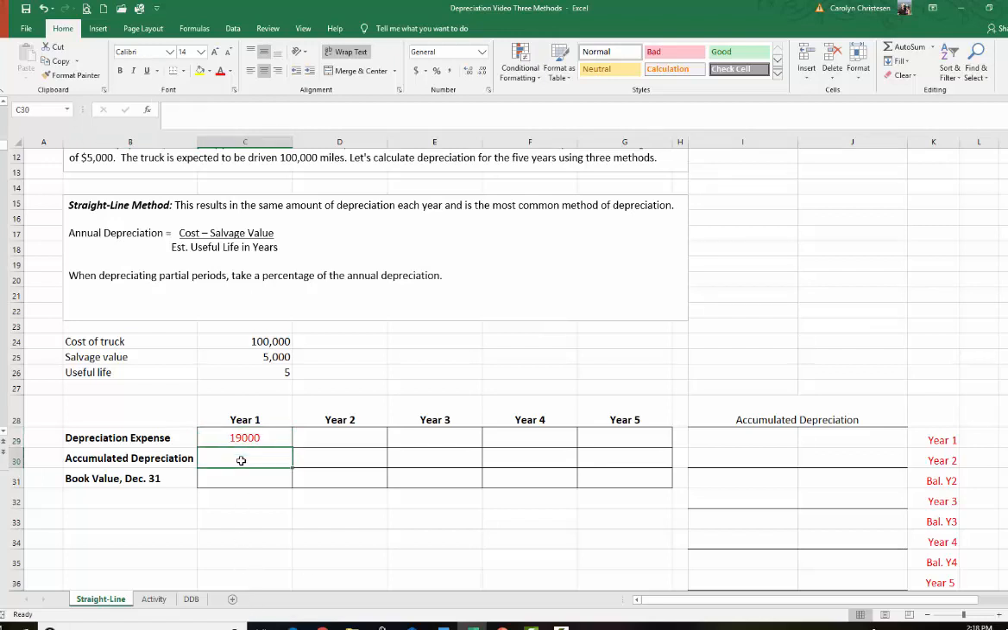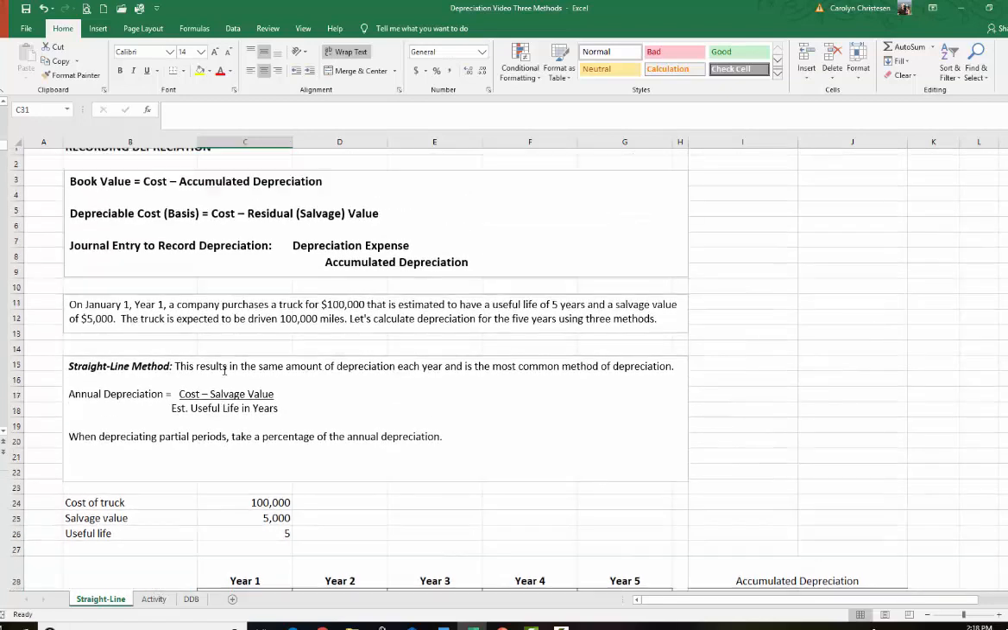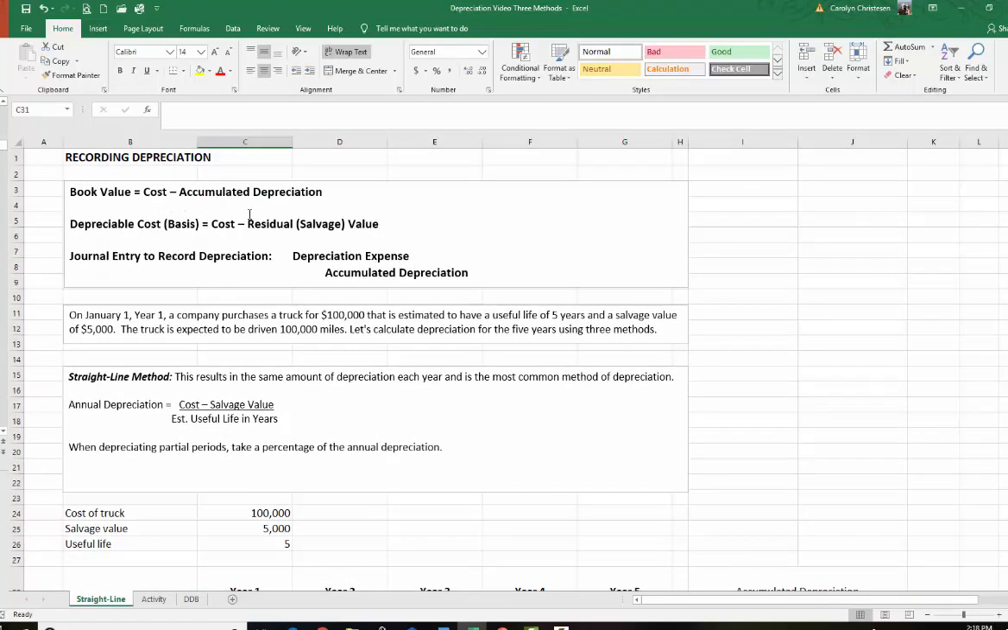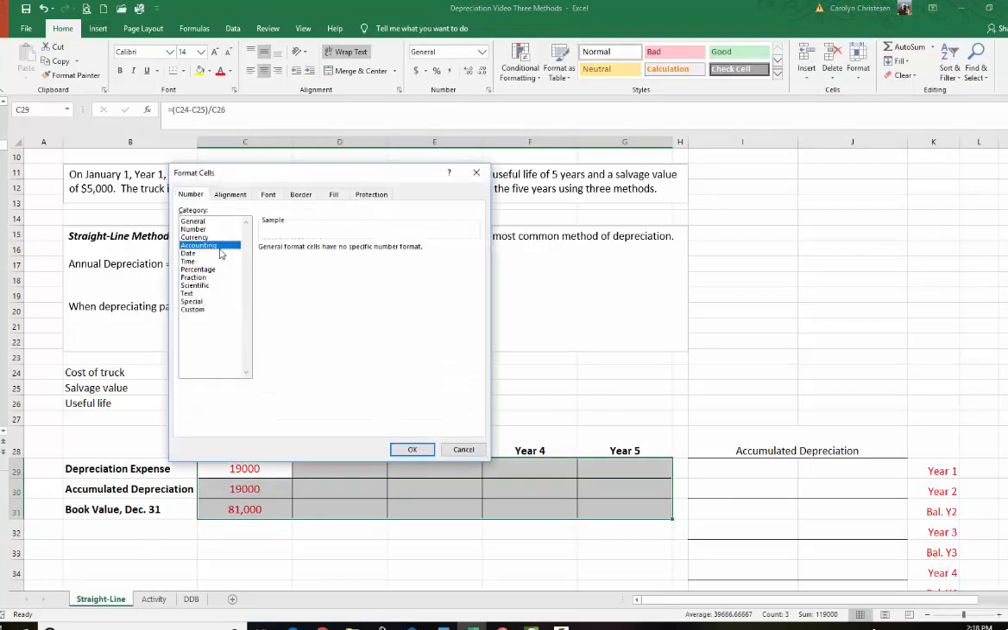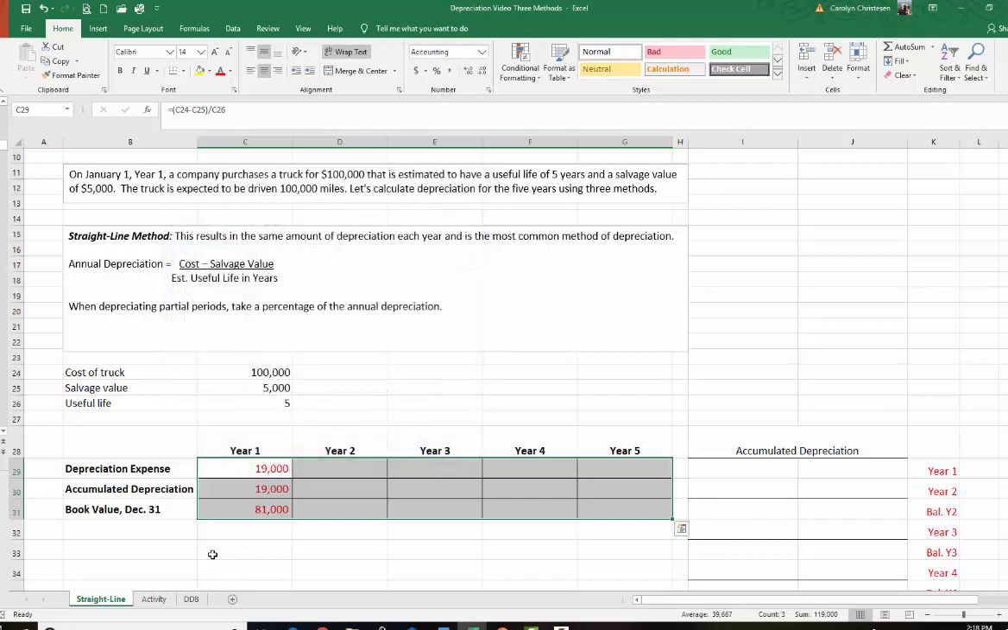Our accumulated depreciation at the end of the first year is also $19,000. It's the same. And our book value, remember what we said about book value, is cost minus accumulated depreciation. Let me just format these so they look better on the screen.